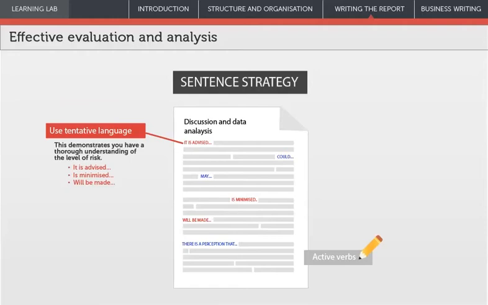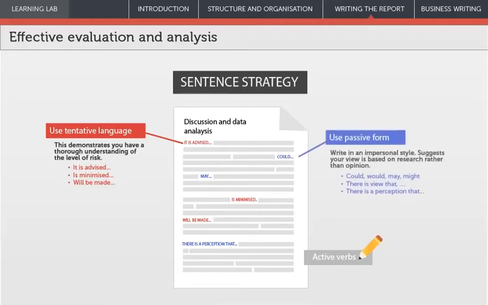Using tentative language shows you have a complex understanding of the situation and are aware of the degrees of risk. It is also useful to write in an impersonal style, as this gives your writing authority. It suggests that you are stating the views of the industry or other experts, and not just your own opinion.